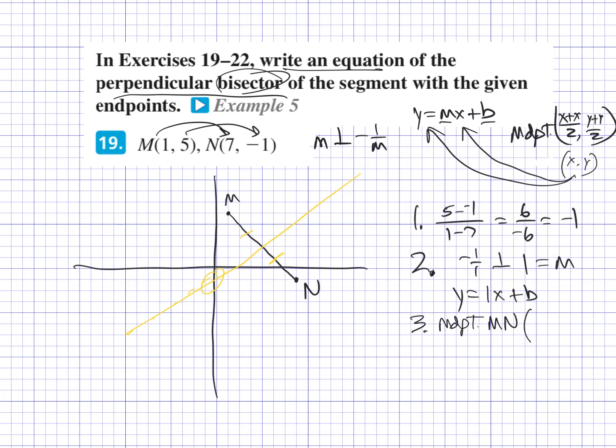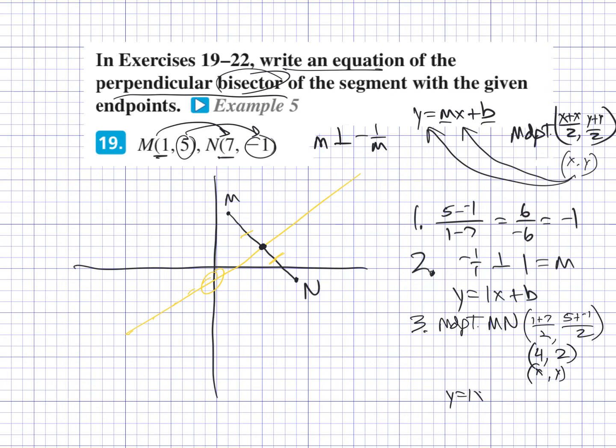So x plus x. So x, 1 and 7. 1 plus 7, divide by 2. And 5 and negative 1. 5 plus negative 1 divided by 2. So our midpoint is 8 over 2, or 4, and 4 over 2, or 2. That's our midpoint, (4, 2), which is right there. I got lucky when I drew it. Well, that is our x and y, so that we can find b.